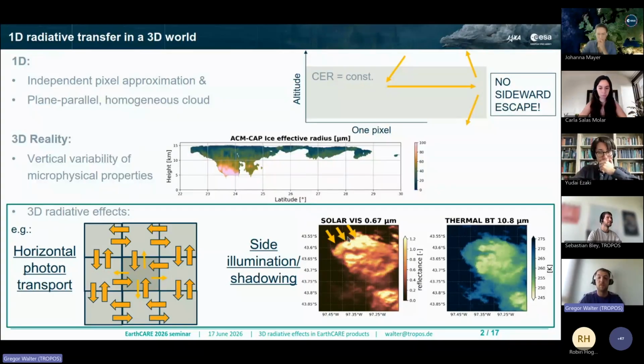And then we have also the example from the slide before. Now we look at the sun direction indicated by the arrows, and we see, okay, the front side of the cloud is much brighter than the back side. So we can assume that it's not caused only by the microphysical properties of the clouds, but also by the cloud top structure, which is not considered in 1D.